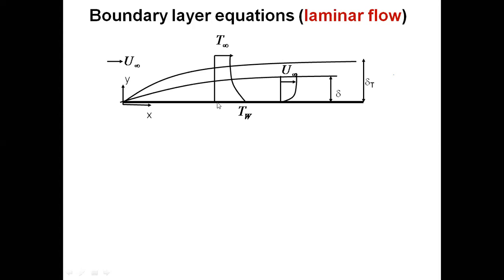At the surface, the fluid temperature is equal to the surface temperature of the plate. As we move away from the surface, the fluid temperature decreases. At some distance, it becomes equal to the bulk fluid temperature. This region which separates them is known as the thermal boundary layer. Its thickness is given by delta T.